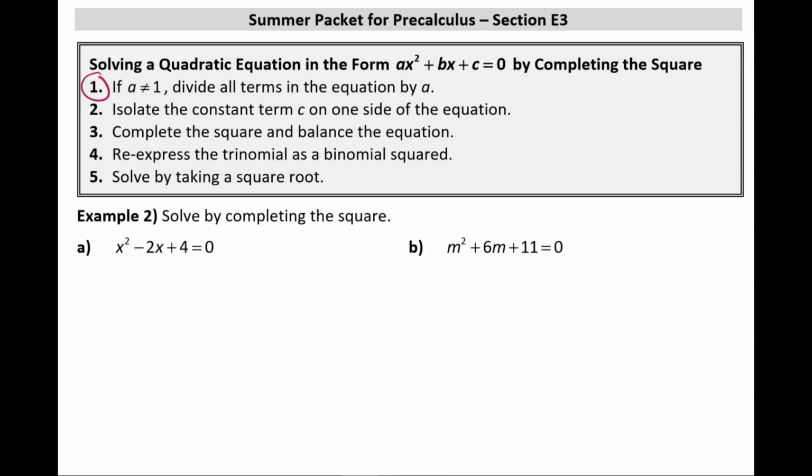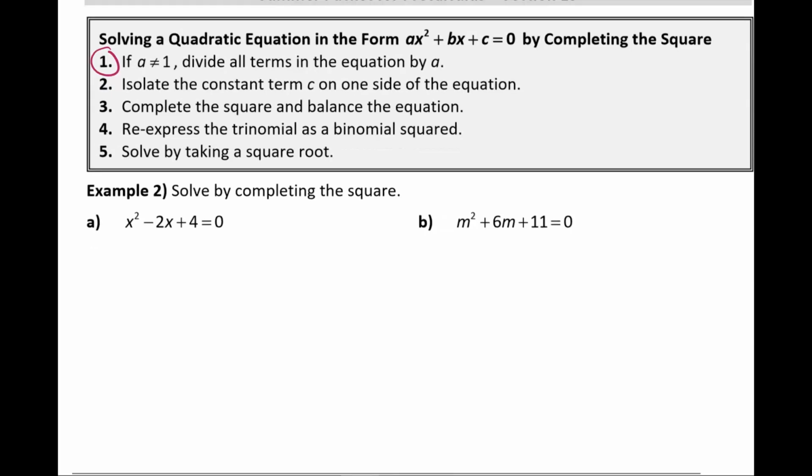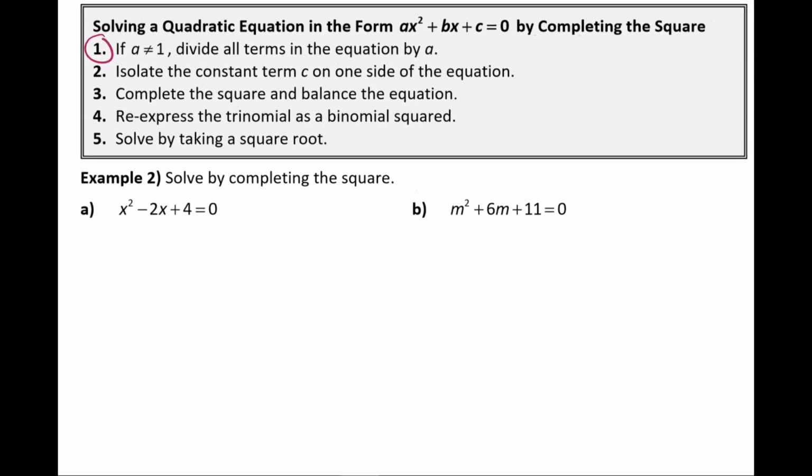Second, isolate the constant term c on one side of the equation, so move it if it's not already on that side. Then third, complete the square and balance the equation. Let's go this far with our first example, which says example 2. All right, so a is 1 in this. We have a 1 in front of that x squared, so we're going to leave it. We're not going to do step 1.